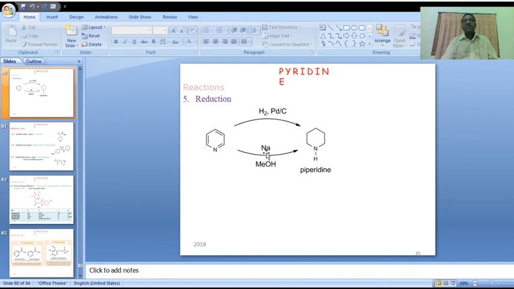What is that? In the presence of sodium metal and methanol. Here, methyl alcohol, or methanol. In the presence of methanol with sodium metal, reduction takes place. With both reducing catalysts, we get the same product. This is the saturated six-membered cyclic ring.